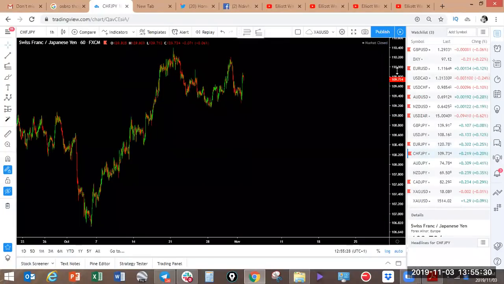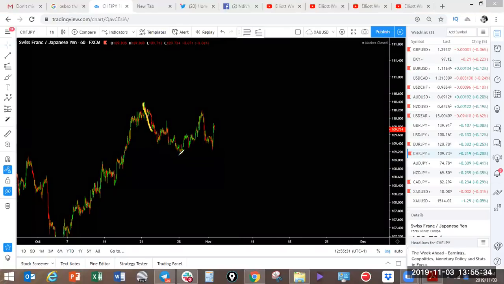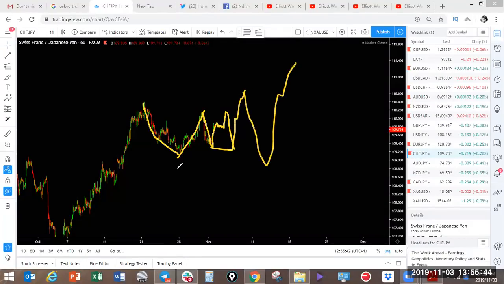CHFJPY, the same move. You see this has made the same move, 3 down, pull back, and now we're looking for this one. This could make a different structure here. You can come there, go retest the top, come back down, and then push higher. Then this will be a WXY structure. So this one can be a little bit complex. Let's just dissect it a bit.